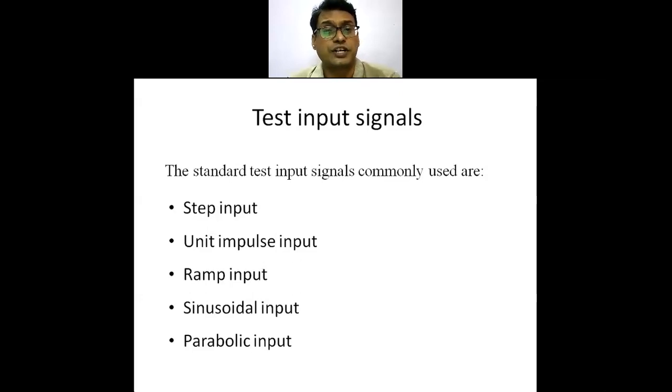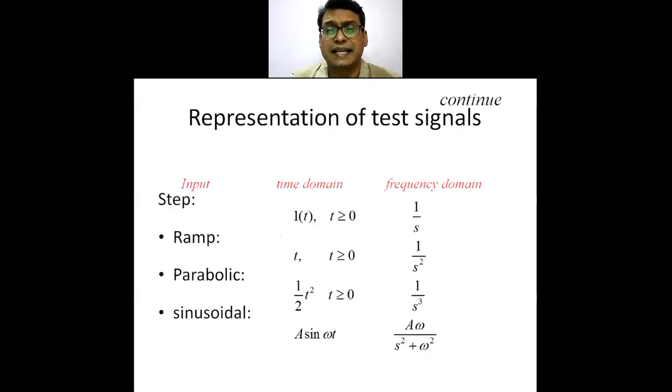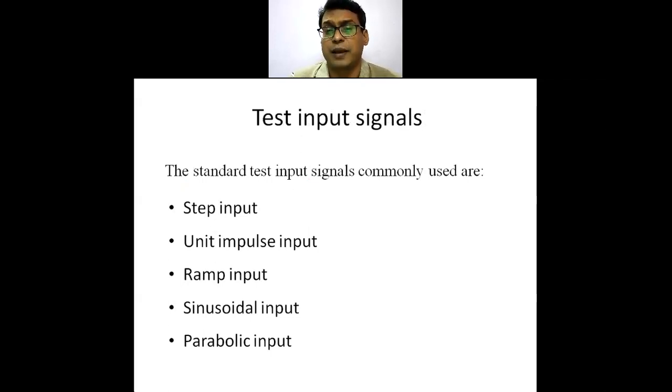The standard forcing functions are the step input, the unit impulse input, the ramp input, the sinusoidal input, and sometimes the parabolic input also. Out of these, from the chemical engineering point of view, the step input, unit impulse input, ramp input and sinusoidal input, these four are more relevant. When you talk about biotechnology, then parabolic inputs also become important, like bacteria, whose population increases parabolically.